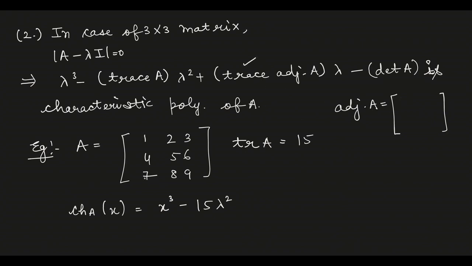So A11 entry: 5 nines are 45 minus 48, that is minus 3. A22: 9 minus 21, minus 12. A33: 5 minus 8, minus 3. So trace will be the sum of diagonal entries. Trace of adjoint A is minus 3 minus 12 minus 3, minus 18 lambda.